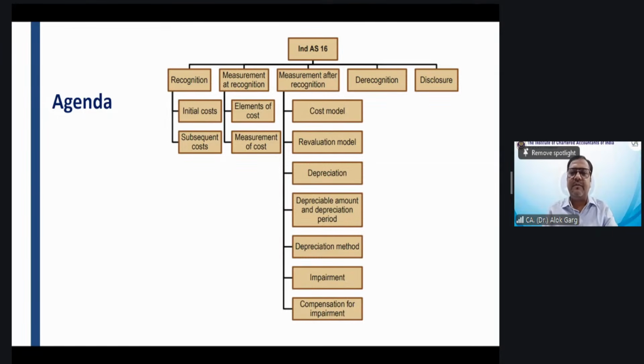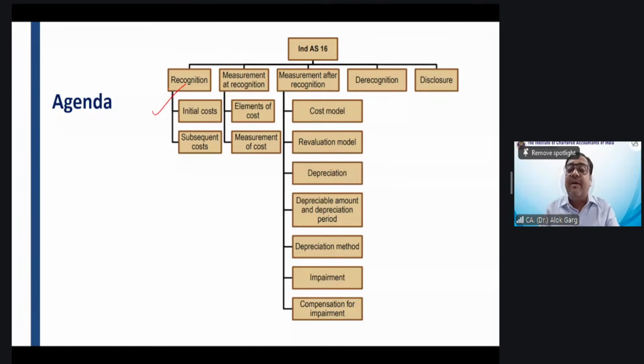Okay, so in terms of recognition, this standard covers initial cost as well as subsequent cost. For example, you have purchased a car for 10 lakh rupees. How will you recognize this car: as an expense, or as a fixed asset or property, plant and equipment? Fixed asset and property, plant and equipment is one and the same thing. You will recognize this car as a PPE. Initial cost means the amount which you are spending today in buying the asset.